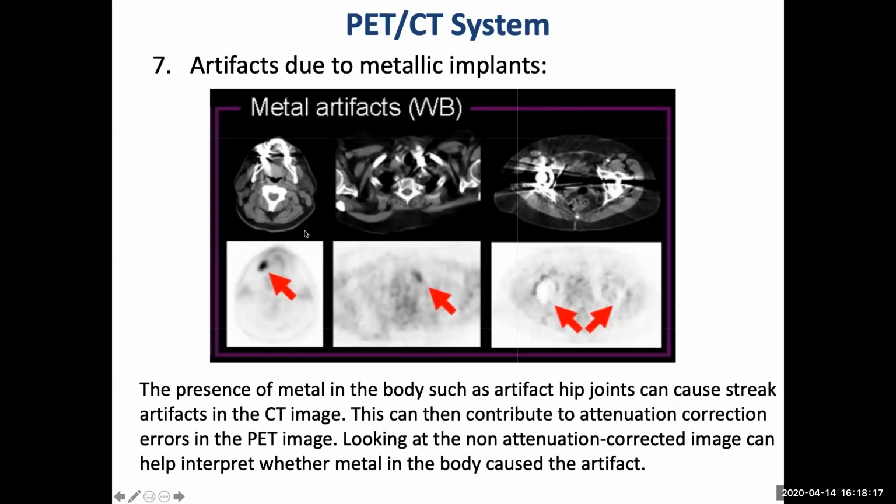Artifact due to metallic implants, as you can see here. The presence of metal in the body, such as an artificial hip joint, can cause streaks, as we know in the CT. This can then contribute to attenuation correction error in the PET image. So if you have a lesion here in PET, to make sure this lesion is not because of disease or metastasis or whatever, you look at the non-attenuation-corrected images in the PET. In that image, attenuation correction is not applied from CT, so you will not see this lesion if it is a metal artifact. That's how you can see whether it is related to the metal artifact or it is a real lesion inside the body.